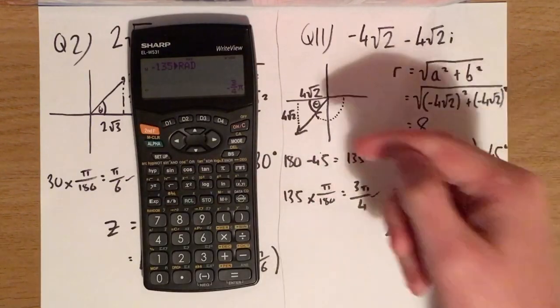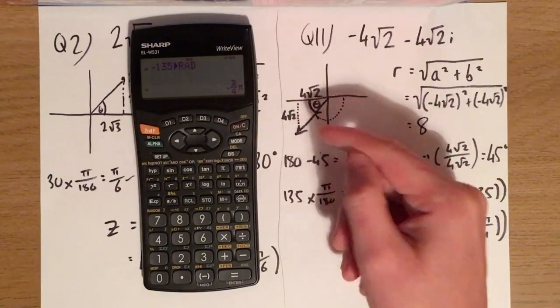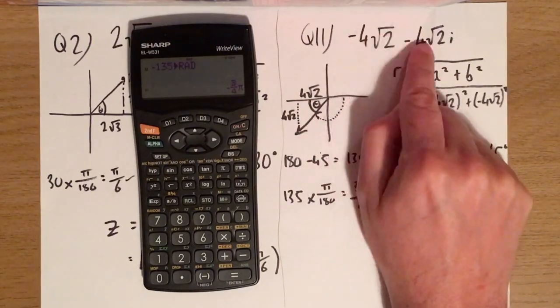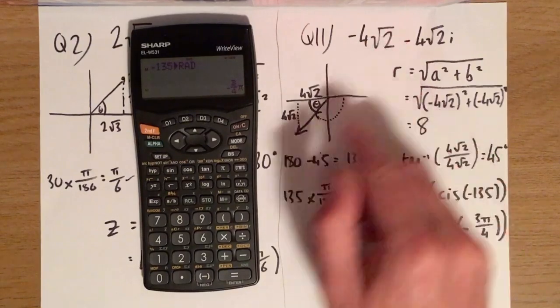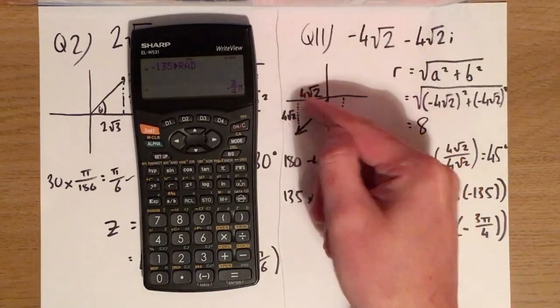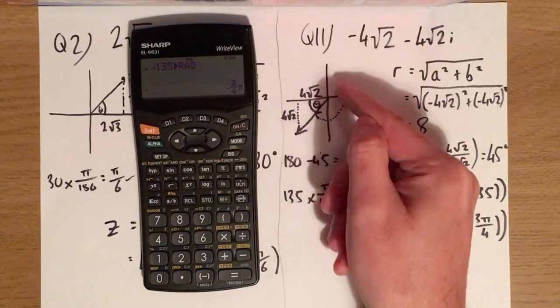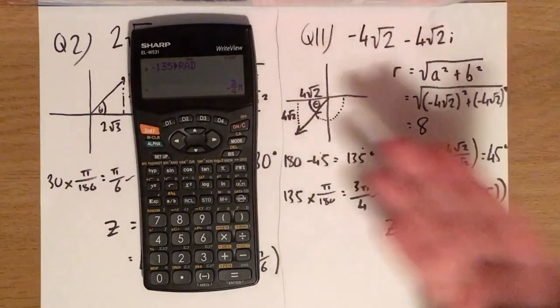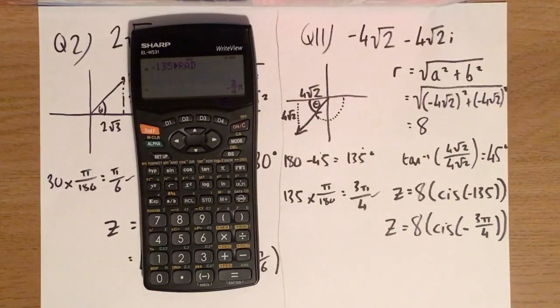So remember, once you're down in these two quadrants, as long as you put these in as negative numbers, the calculator will default to giving you negative angles down here, positive angles up here. You don't need to worry about it like we did so much when we were doing it by hand.